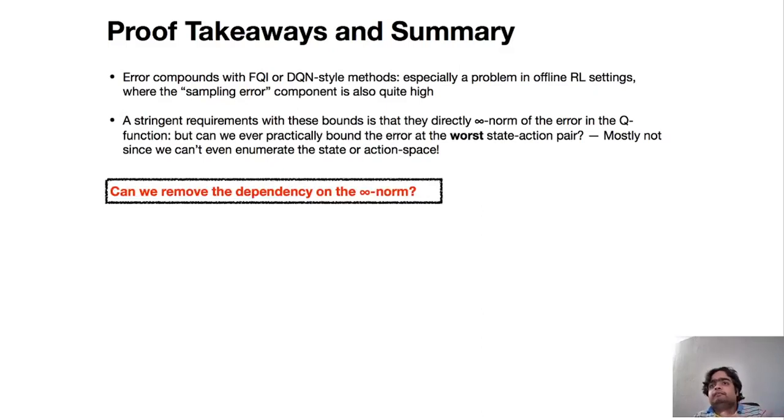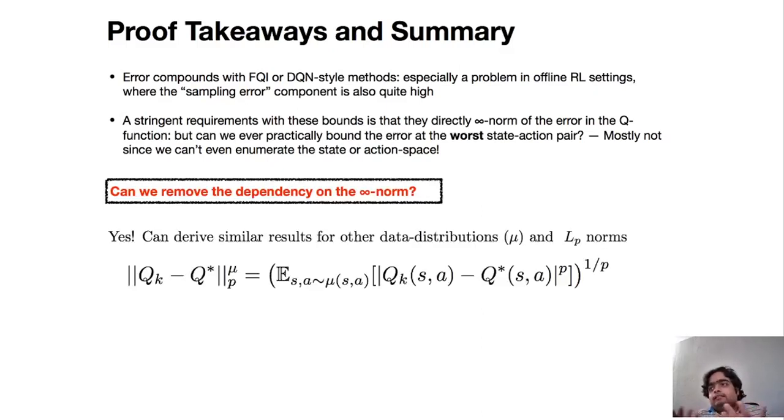So can we remove this dependency on infinity norm? The answer turns out to be yes, you can remove this dependency, where you consider Lp norms under data distributions mu. So what you do is you compute the expectation under mu of Qk minus Q star to the power p, and take the power 1 over p.